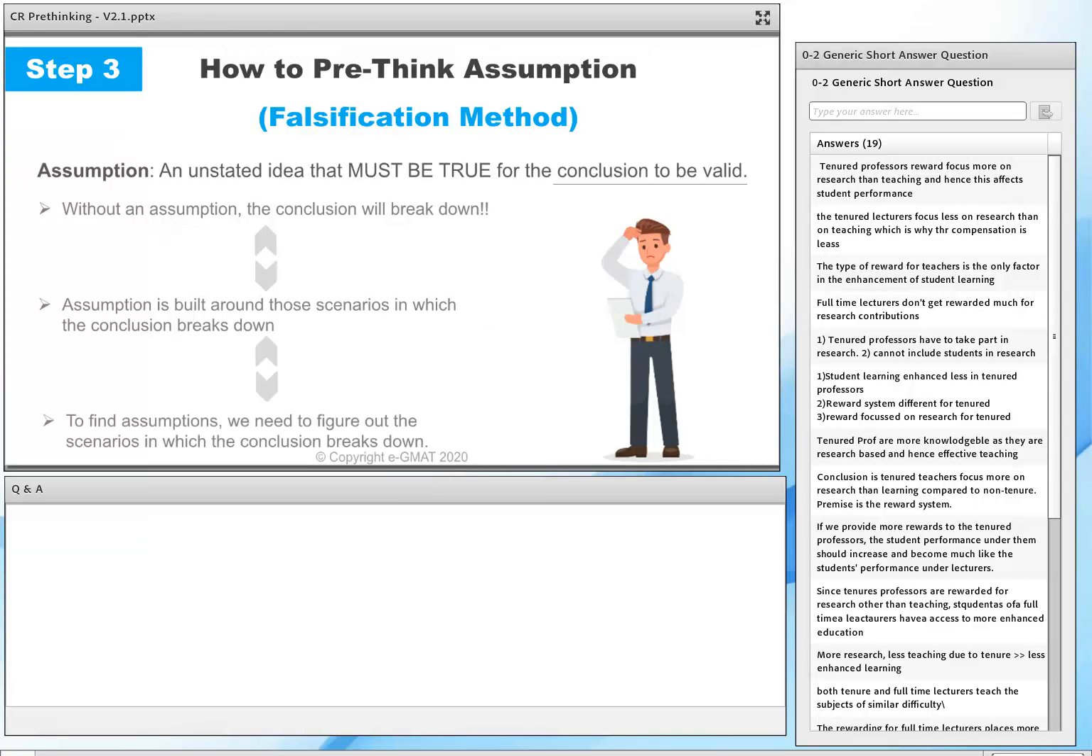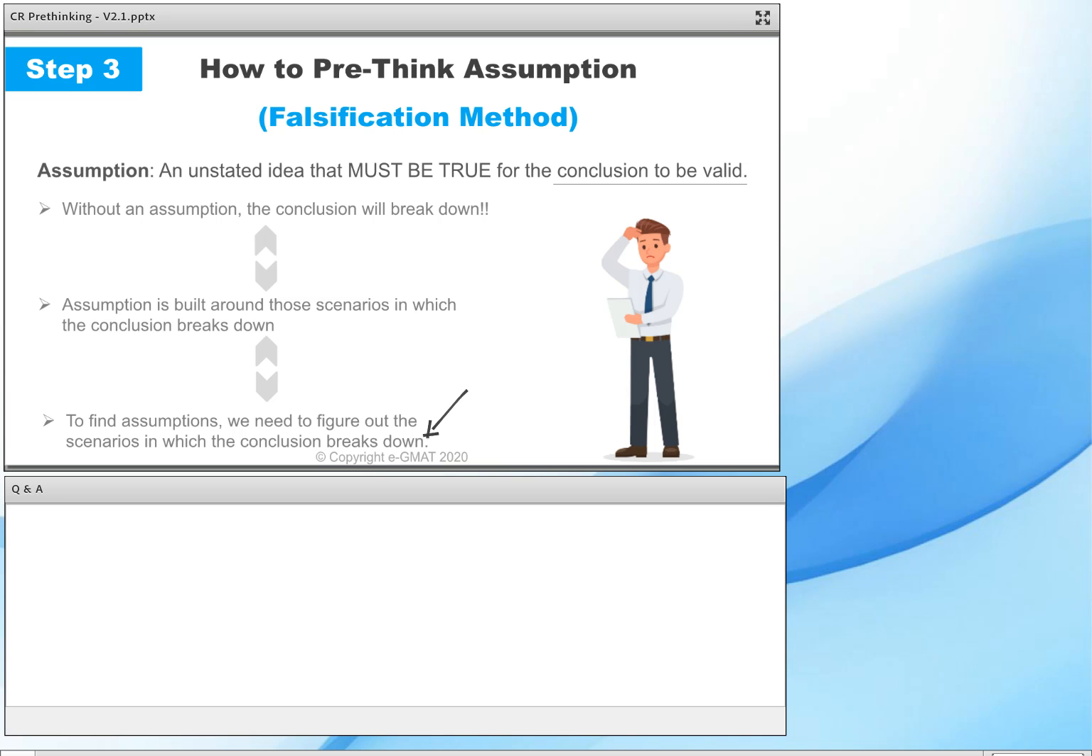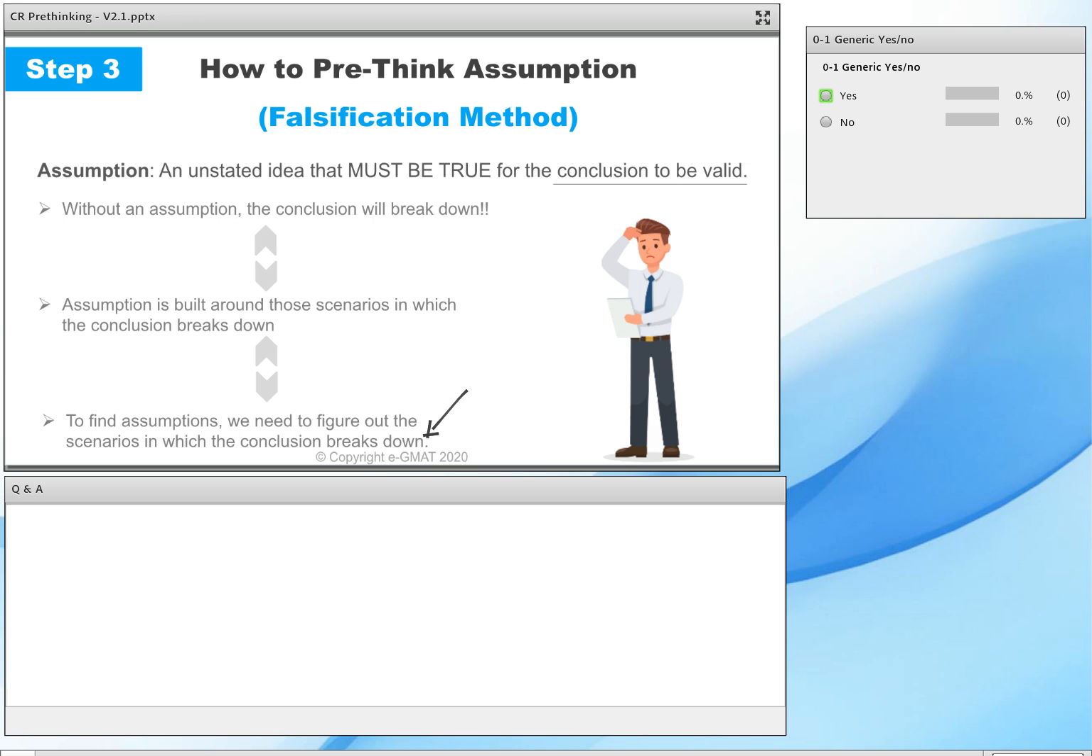So if you want to figure out what the assumptions are in a particular argument, then ask yourself, how can I break this argument? What are the scenarios in which the argument will break down? If you can figure out those scenarios, you can put that assumption there, which says that, hey, given the information in this argument, this scenario is not possible. Why? Because that's the job of an assumption. Does that make sense? Figure out where the conclusion breaks, and then once you have the set of scenarios, you have a set of assumptions that you can play from. The assumption is such scenarios are not possible.